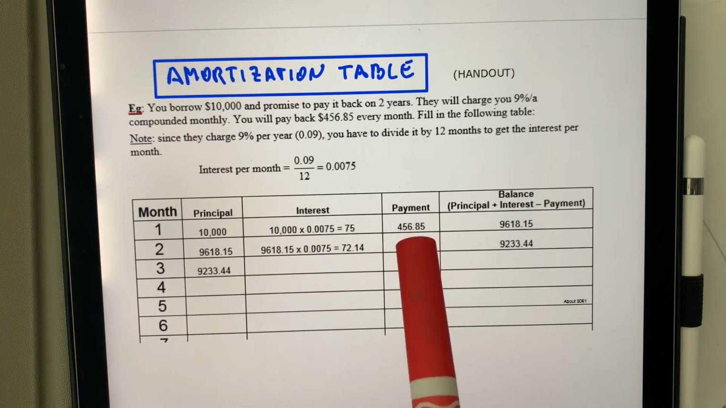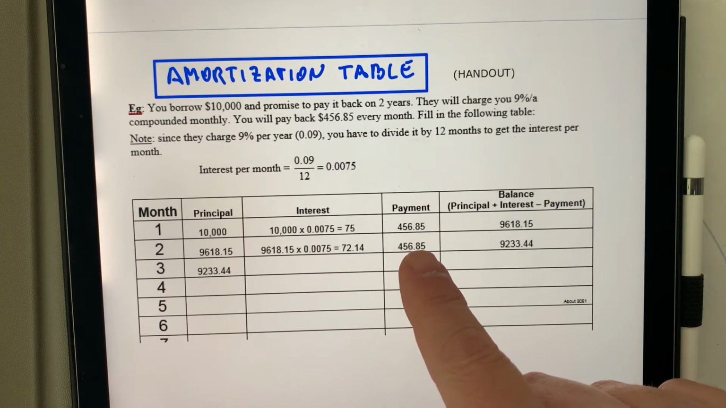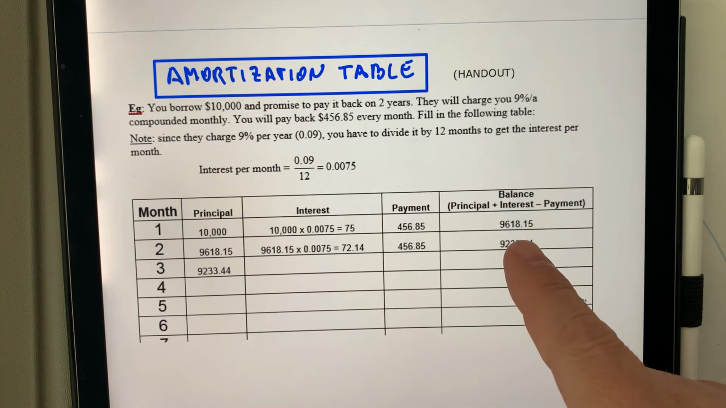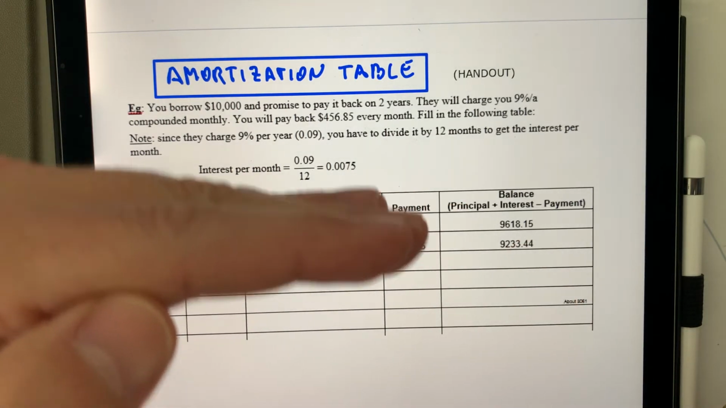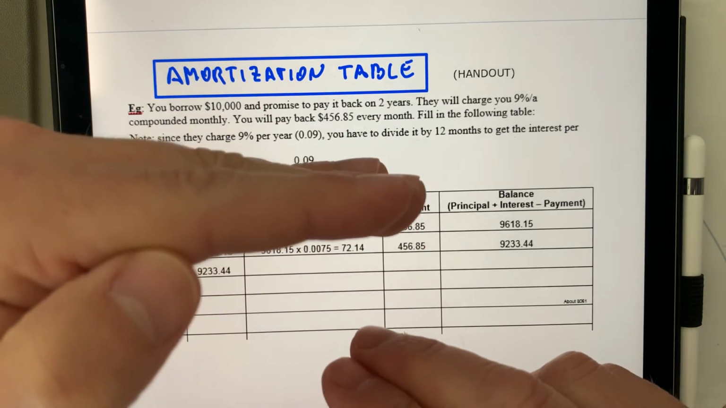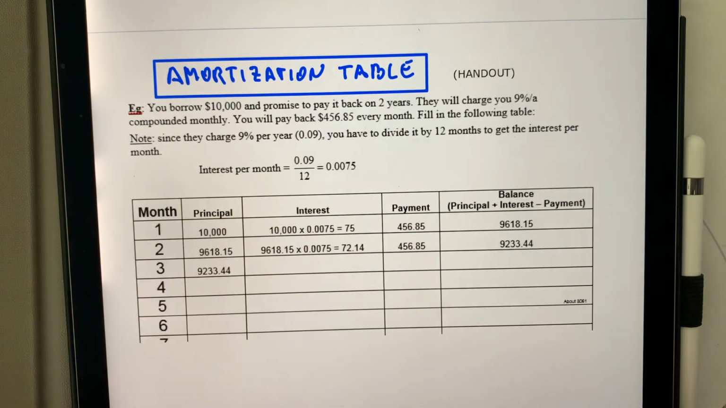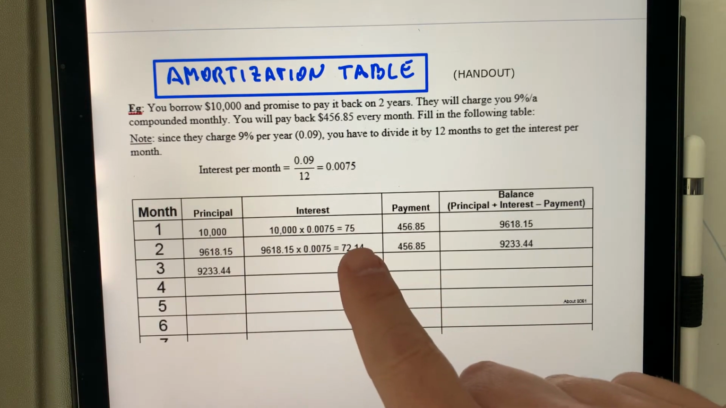You make your payment, which is calculated. I'll show you that later on. But right now it's 456.85, and that's how much you got left. So you had a certain amount, they charge you interest, and then you paid it off. So you made it go down. Go to the next line. Pay your interest, you pay something though. There you go. So as you can see, the interest on the first line was $75.